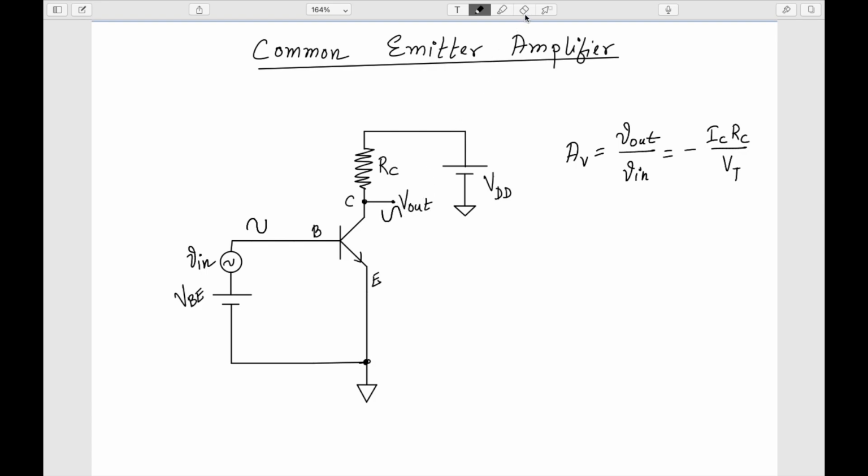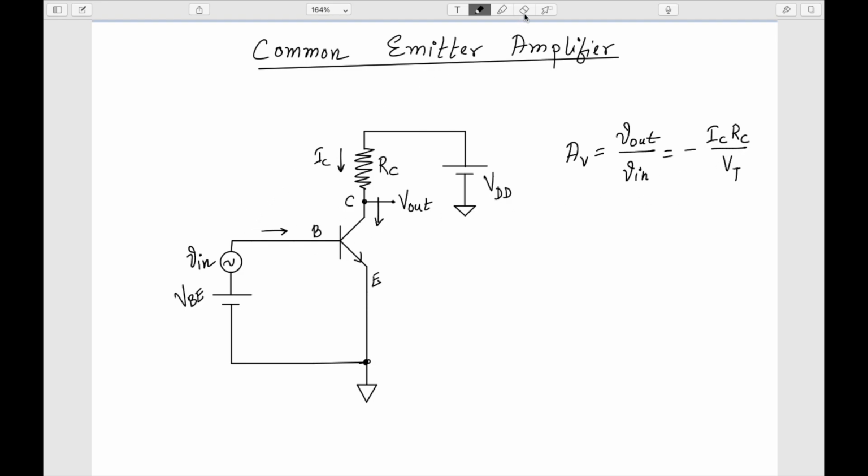Okay, so which is very obvious here, because if I am increasing this current IB, this IC current will increase, and there will be an increase in the voltage drop. That means this output voltage is going to drop, because of the increase in the IR drop, like the IC RC drop, right? So that's why they have opposite phase.